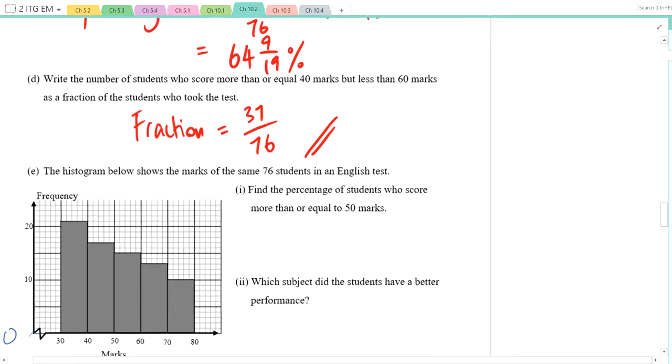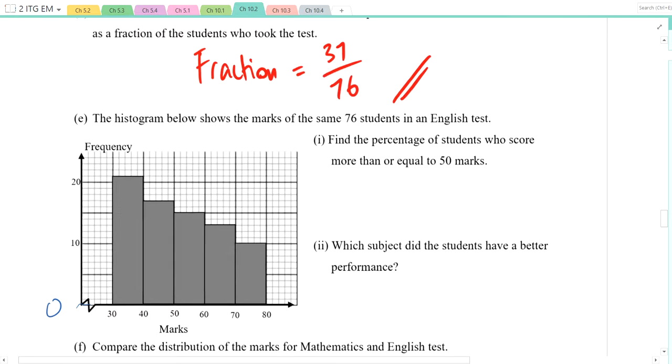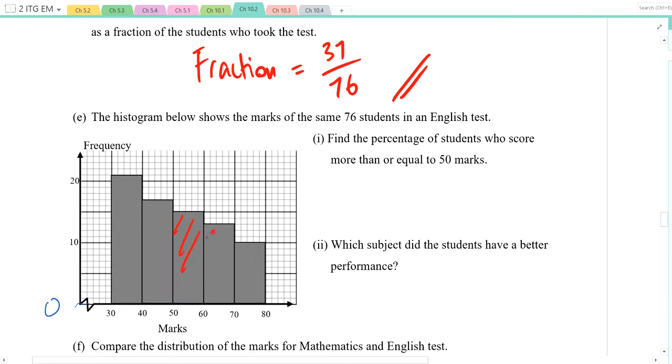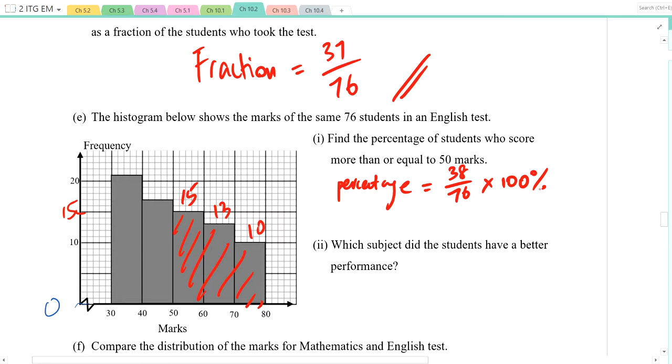Find the percentage of students who scored more than or equal to 50. So more than or equal to 50, this must be what I'm looking for. So the frequency over here, 15, 13, and 10. Percentage equals 15 plus 13 is 28, plus 10, 38 over 76. That's 100%. So we get exactly 50%.